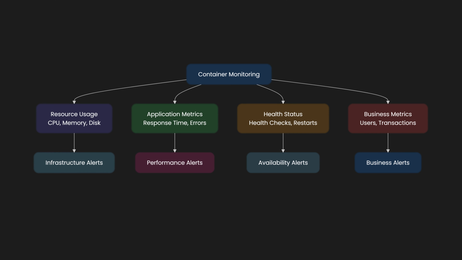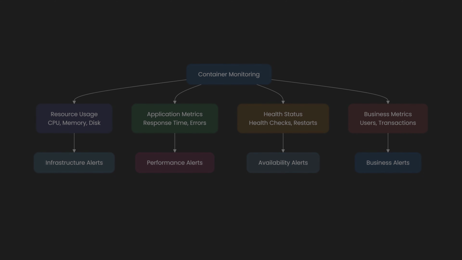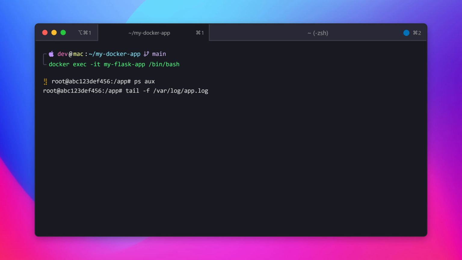Monitoring is crucial in production. Track resource usage: CPU, memory, disk; application metrics: response time, errors; health status: health checks, restarts; and business metrics: users, transactions. Set up alerts for anomalies to ensure reliability and performance. Docker exec lets you debug running containers. Access shells, check processes, view logs, essential for troubleshooting.